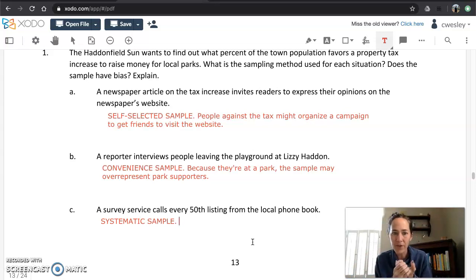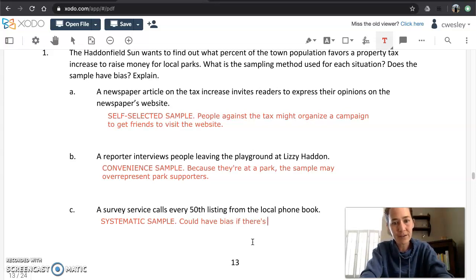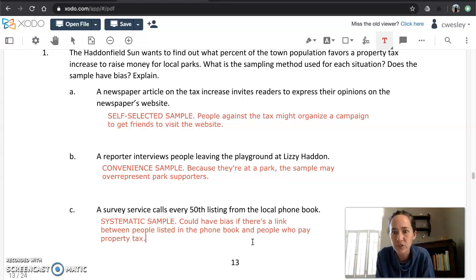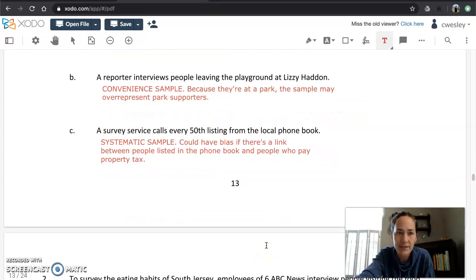And there might be a problem with that. Maybe there's a link. So I could say it could have bias if there's a link between the people listed in the phone book and people who pay property tax. That might be a problem, right? The people against this tax might be the ones who actually have to pay it, and they're the homeowners. If you decide that you want yourself listed in a phone book, that means you probably pay property tax and you own a home. So there could be a little bias in that situation.